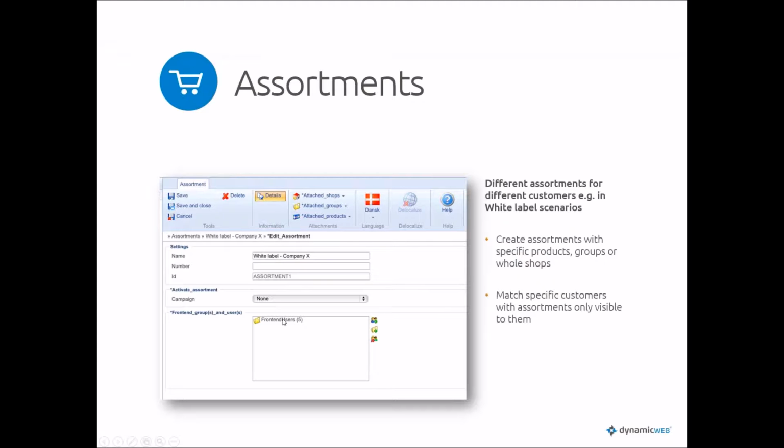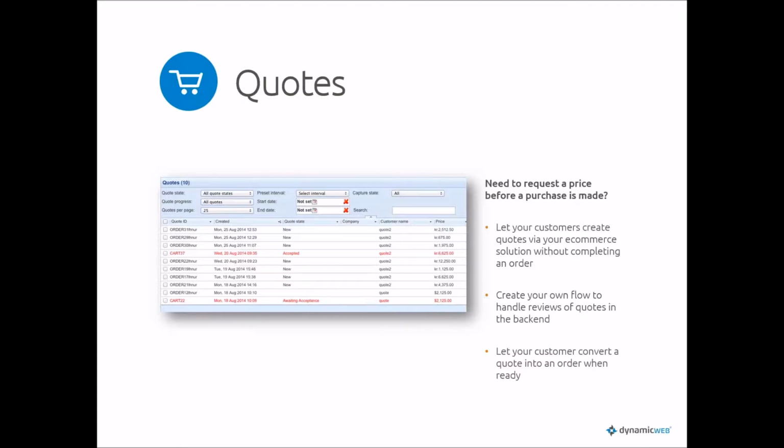So if any of the users that I've specified here logs in, he's limited to see only the products that are part of this assortment. And a user can be a member of any assortments that he wants. And in this way we can control what products the users can see when they're logging in.